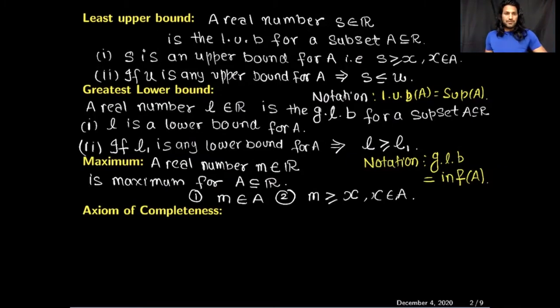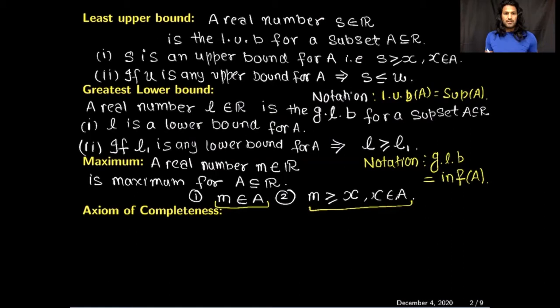So here is the definition of the maximum. The maximum is also a real number, and that real number satisfies two properties. The first property is that this real number must be an upper bound, and this upper bound must also be a member of the set. So property number one makes the difference between the least upper bound and the maximum. Because in the least upper bound definition, we do not require that the real number be a member of the subset A. But here, in order to be the maximum, that upper bound must also be a member of A.